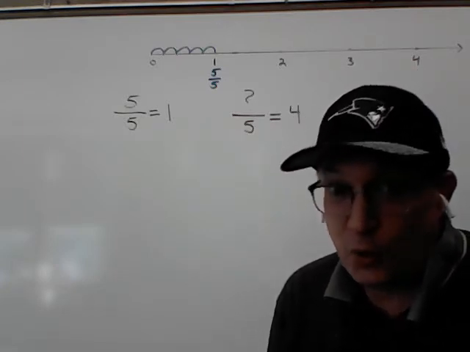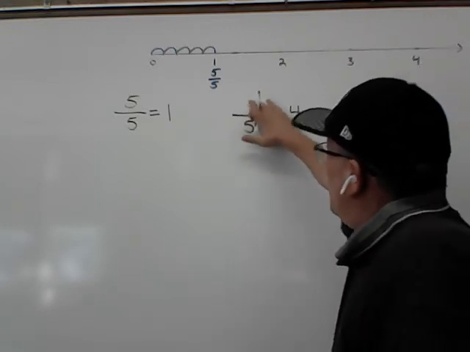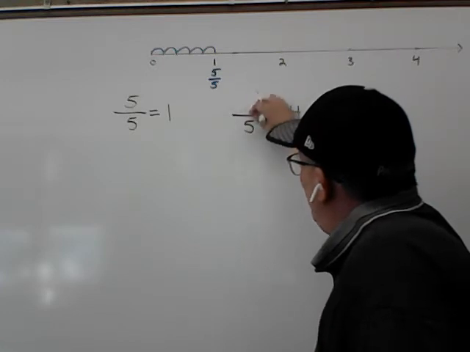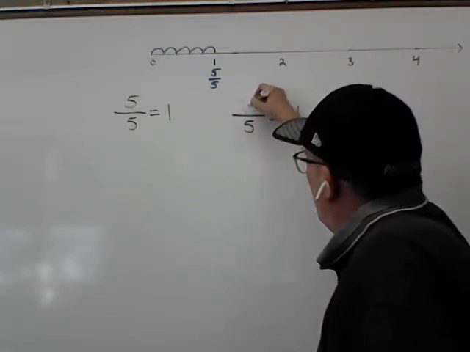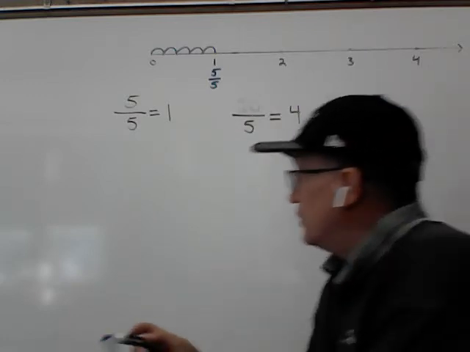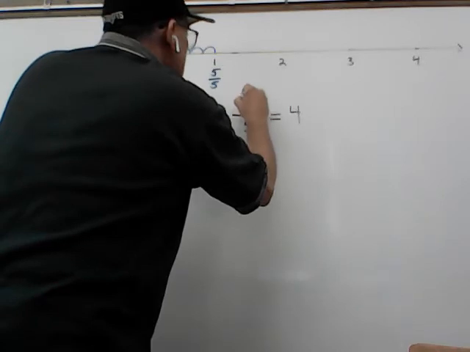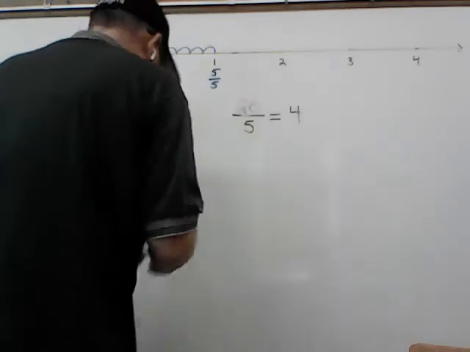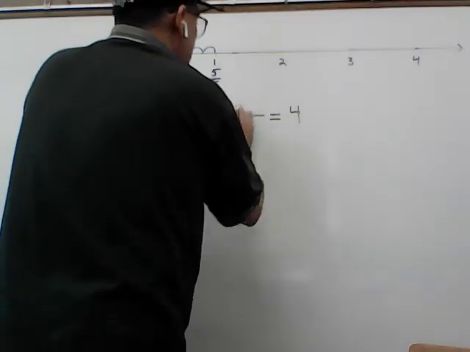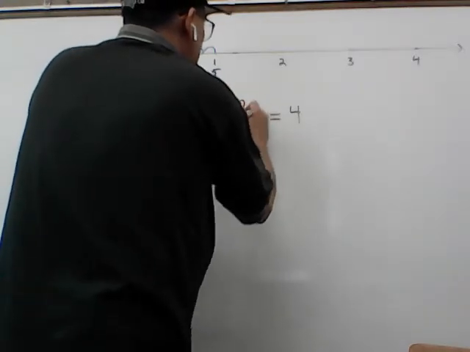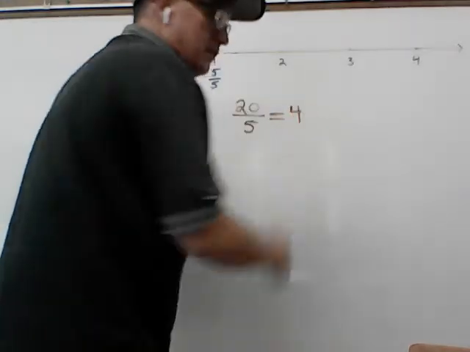Did you think it might be 20? That's the answer. That's how many fifths exactly equal the whole number 4. Got a marker that's not cooperating here. 20. I'm going to have to switch to another color here, folks. Sorry about that. 20 fifths equals 4.